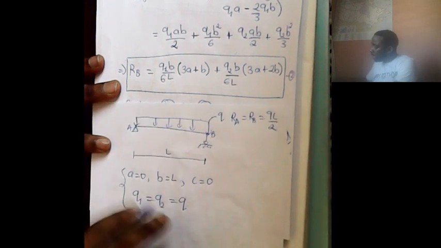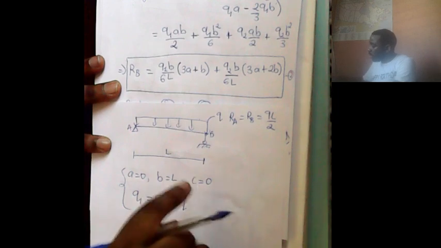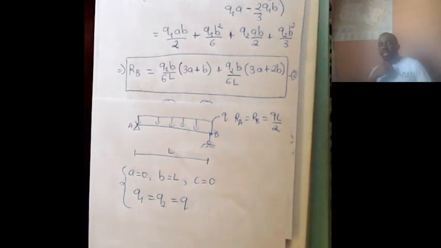So now let's replace these values into these equations to see whether we have the answer to be QL on 2. If the answers are QL on 2, then our equations are correct. If they don't give us QL on 2, then there is a mistake somewhere. I will need to figure that out. Okay? So let's look at that.